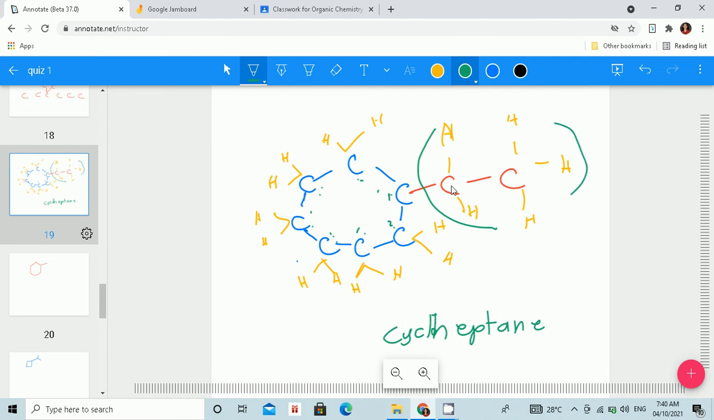And then we will not forget our substituent, which is on carbon 1. It's an eth, an alkyl group, so ethyl. So we will write ethyl cycloheptane. Okay, so it should be in one word. So this is ethylcycloheptane.